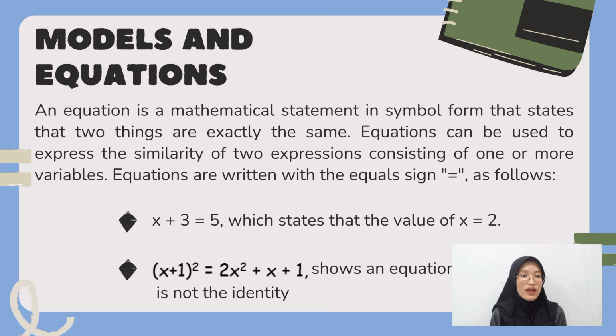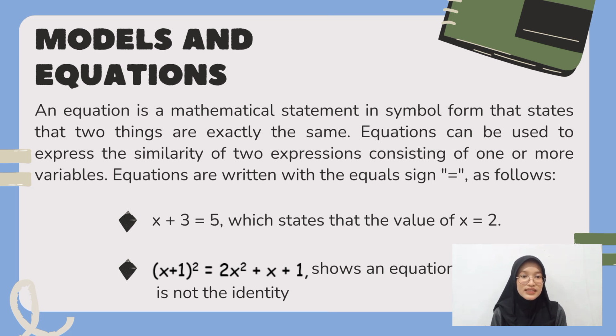What is an equation? An equation is a mathematical statement in symbol form that states that two things are exactly the same. Equation can be used to express the similarity of two expressions consisting of one or more variables. Equations are written with the equal sign, as follows.